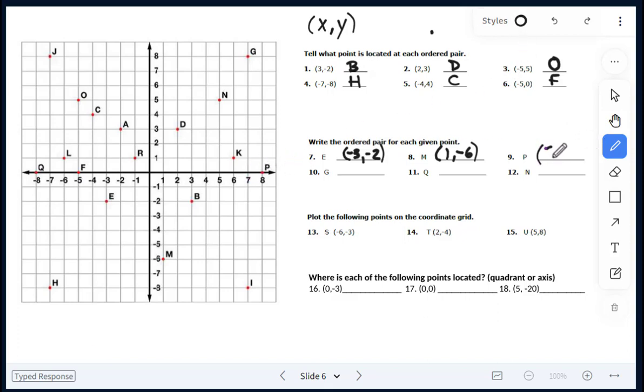So at 8, 0. Point G, I've lost point G. Oh, there it is. So it's at 7, 8. Point Q is right here, negative 8, 0. And then point N right here, it is at positive 5, positive 5.